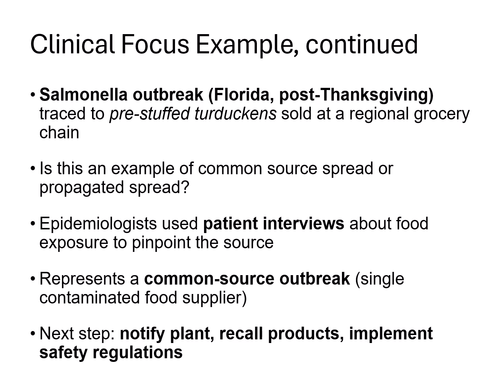And going back to that previous clinical focus example we learned about in the first video about the turducken, remember that this case described a salmonella outbreak that was traced to pre-stuffed turduckens from a grocery chain. Do you remember, and what do you think? Is this an example of common source spread or propagated spread? So it turns out that this was common source.